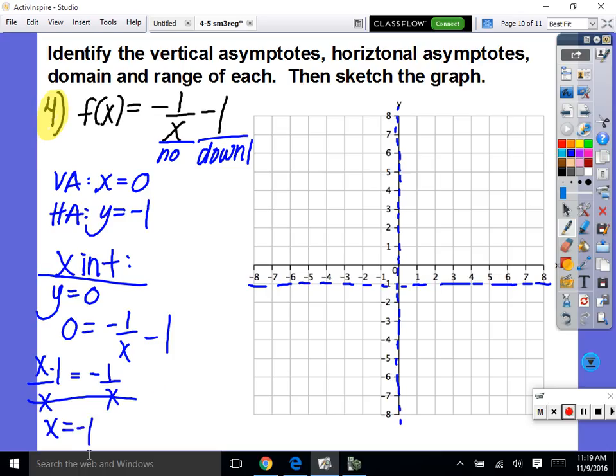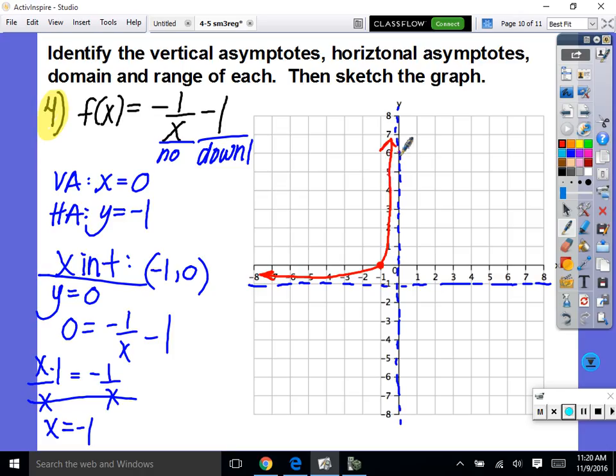So our x-intercept was negative 1, 0. So x is equal to negative 1 and y was 0. So that's a point. So we know our x-intercept is at negative 1, 0. It's crossing the x-axis right there. So now we know it's in this region. It's going to come down and approach that asymptote.